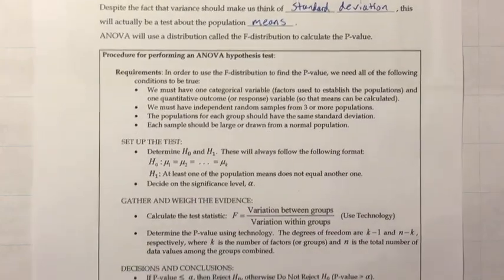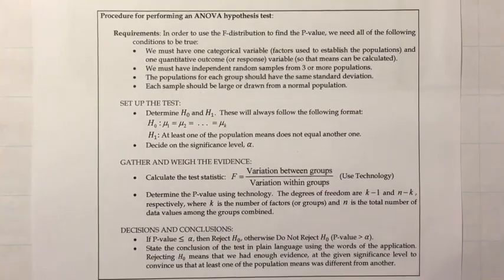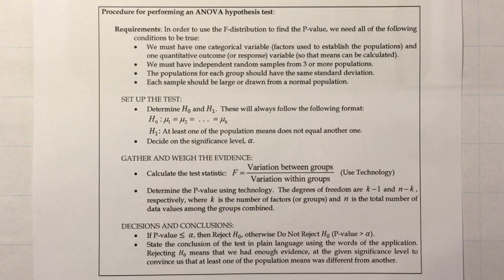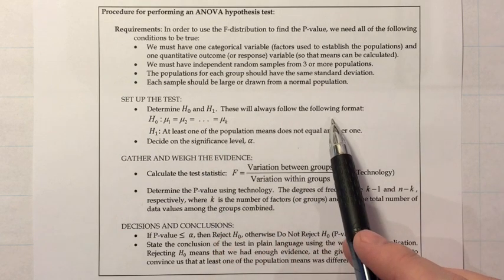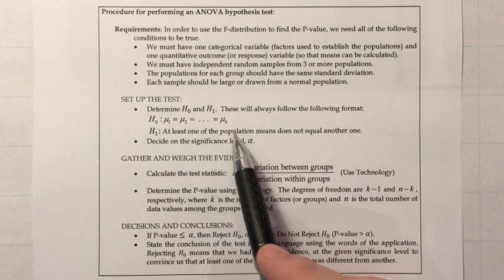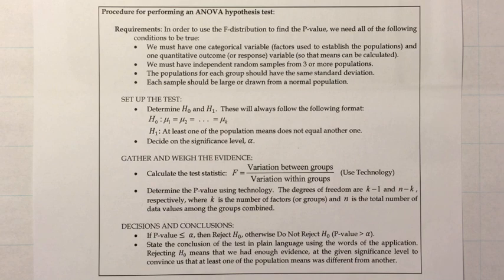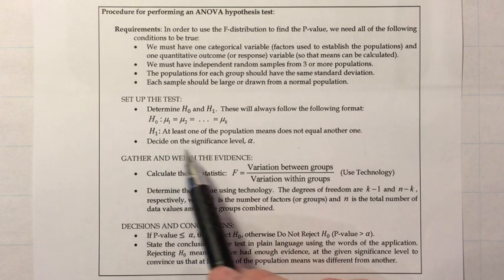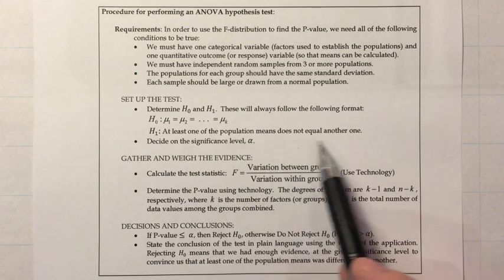All right, so the steps of the hypothesis test are the normal 6 steps. The first 2 come in the set up the test phase. Step 1 would be to determine H0 and H1, and both of those will always follow this format where H0 says that mu1 equals mu2 equals mu3 equals and so on until we get to whatever the last number is. And then the alternative hypothesis will be that at least one of the population means does not equal another.